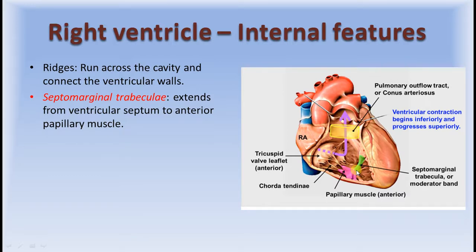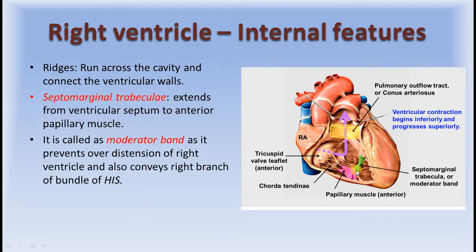This prevents over distension of the right ventricle. So this acts like a check valve, so the right ventricle cannot bulge too much. This also conveys the right branch of the bundle of His. You have right and left branches of the bundle of His, and this conveys the right bundle. It is a part of the conducting system of the heart. So on the ridges we have seen the supraventricular crest, and on the bridges we have seen the septomarginal trabeculae.